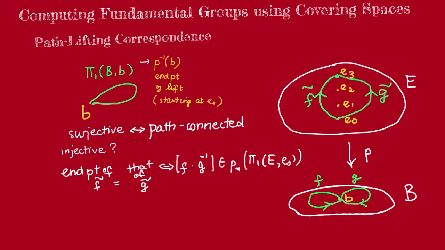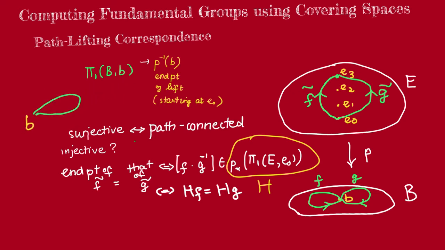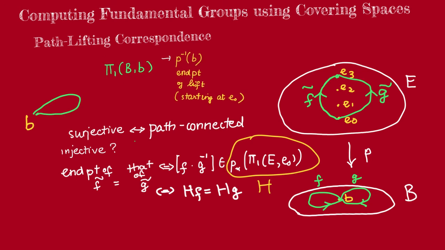Saying the image of the fundamental group of E is a bit of a mouthful, so let us just call this H, okay? So we see that F and G lift to the same endpoint if and only if F and G lie in the same right coset of H in the fundamental group. So what does this mean? Well, this means that we do not have an injection from the fundamental group of B, but we have an injection on the cosets of H inside the fundamental group of B.